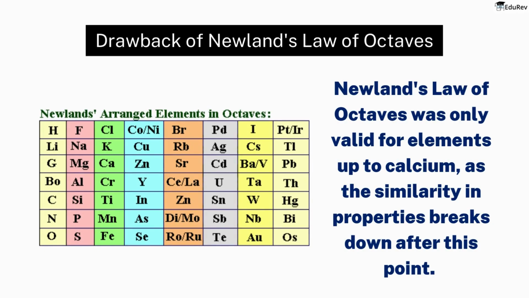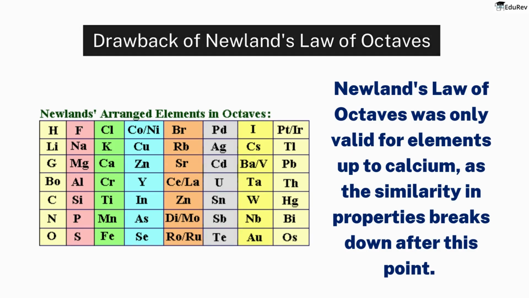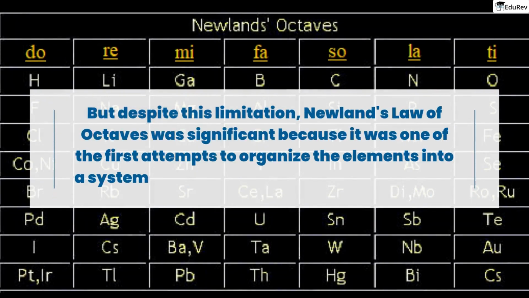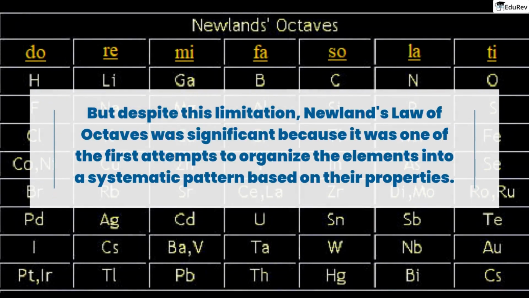It was only true for elements up to calcium, Ca. After calcium, the pattern of similar properties breaks down, and the 8th element of the row no longer has similar properties to the first element. But despite this limitation, Newland's law of octaves was significant because it was one of the first attempts to organize the elements into a systematic pattern based on their properties.